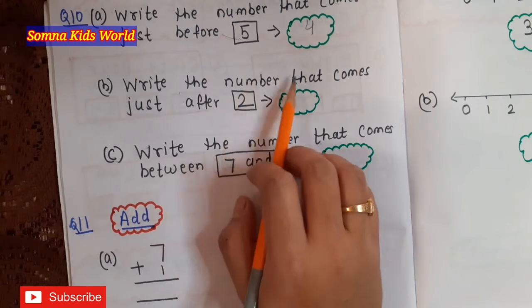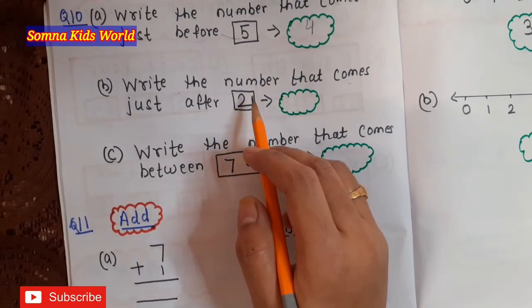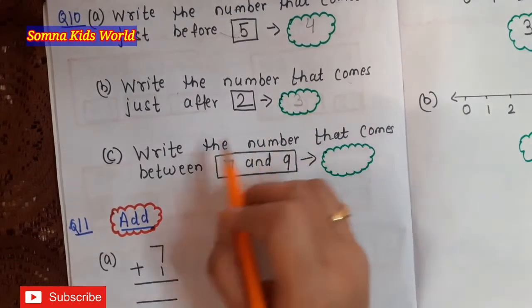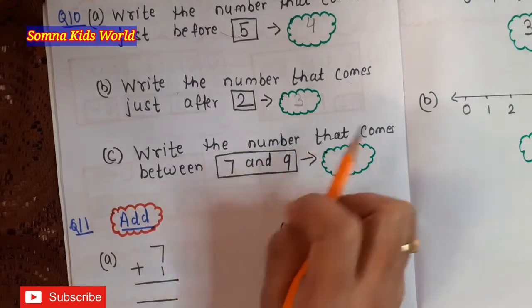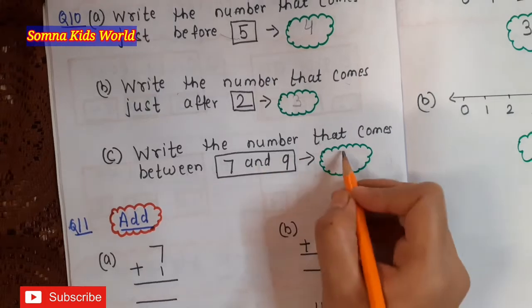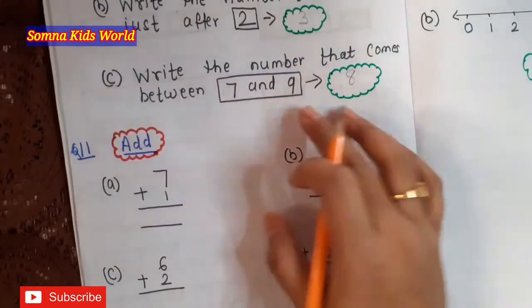Write the number that comes just after 2. So it is very easy. Kids can write easily. After 2 it's number 3. Write the number that comes between 7 and 9. So the number between 7 and 9 is 8. This is about before, after and between numbers.